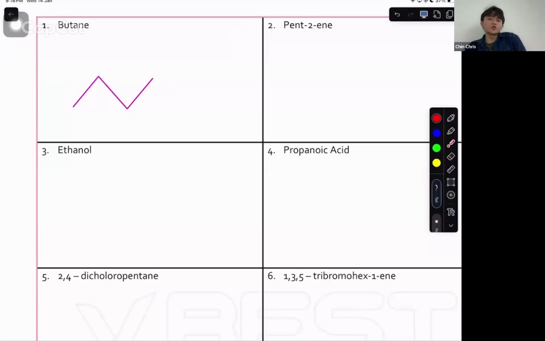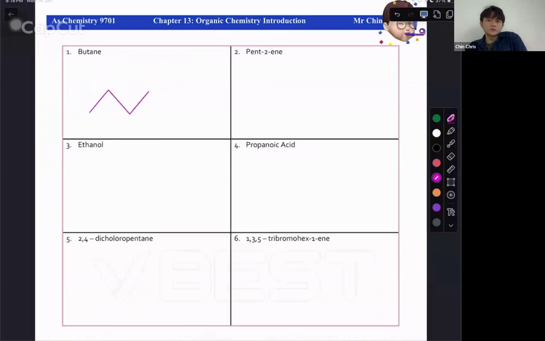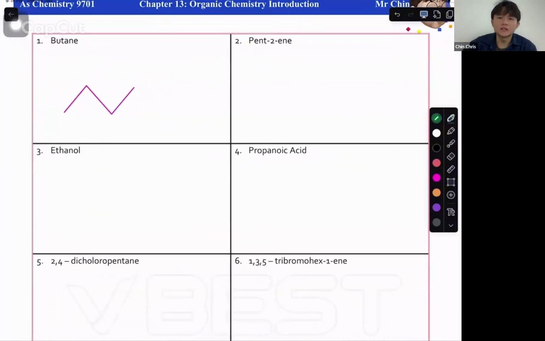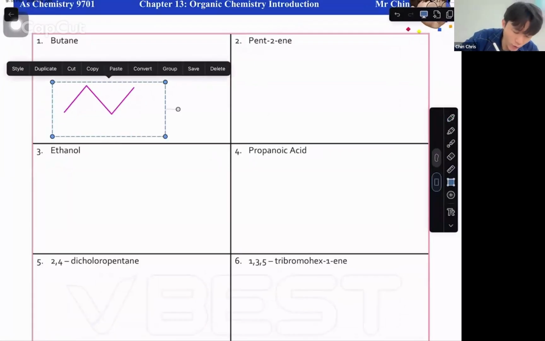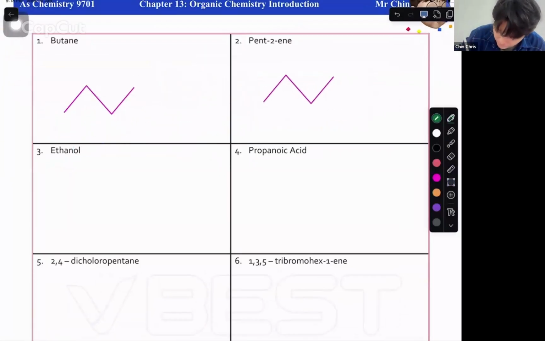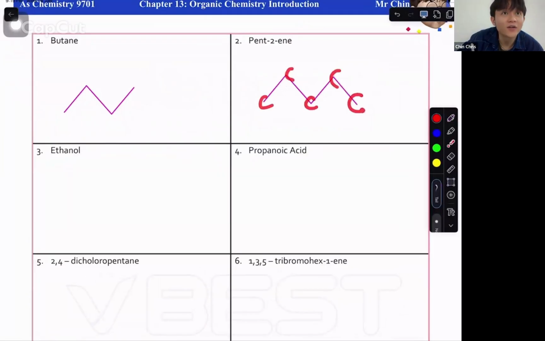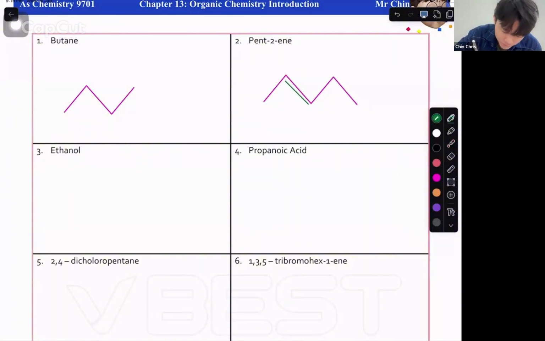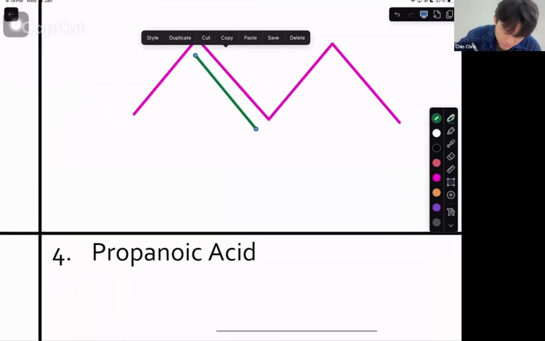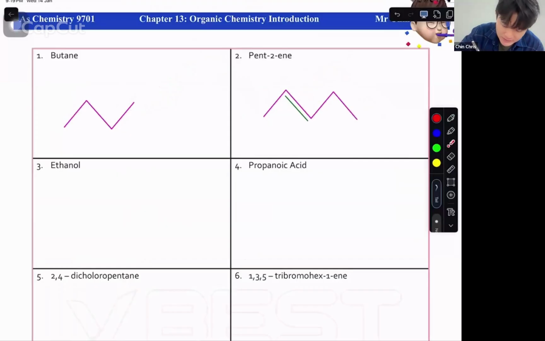Next, please draw pent-2-ene. How to draw pent-2-ene? Pent is 5 carbons, so draw 5 carbons first, 1, 2, 3, 4, and 5. And then the double bond for pent-2-ene. So first carbon, second carbon, the double bond is here. There you go. Please write it down, guys. Try the third, fourth, fifth, sixth. Let's go. Give me a second.